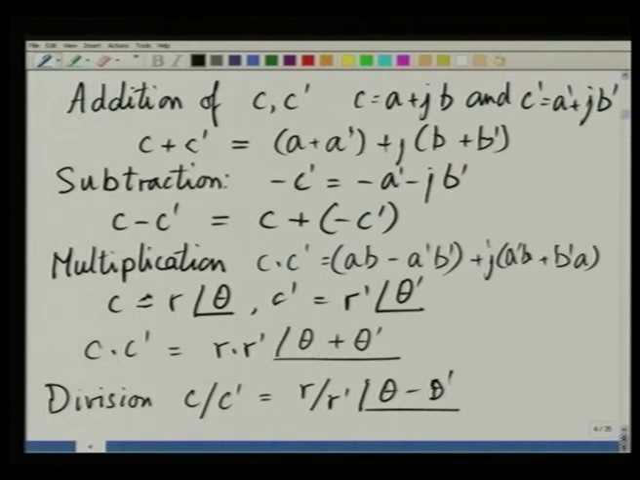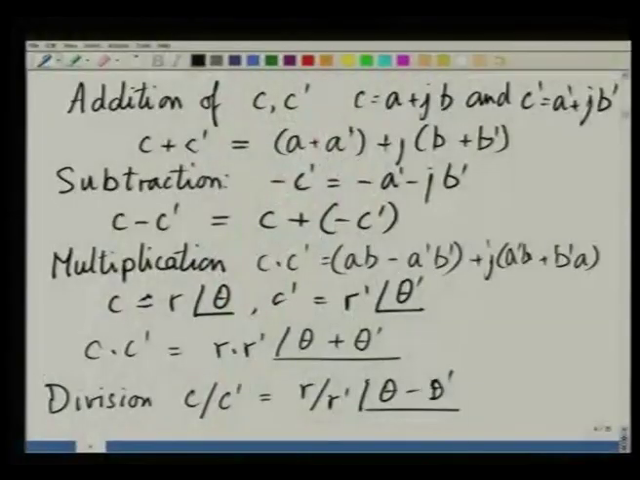So, this summarizes the four things we normally do with complex numbers: addition, multiplication, subtraction and division. And you see that for addition and subtraction, the rectangular coordinate system is more convenient. For multiplication and division, the polar coordinate representation is much more convenient.